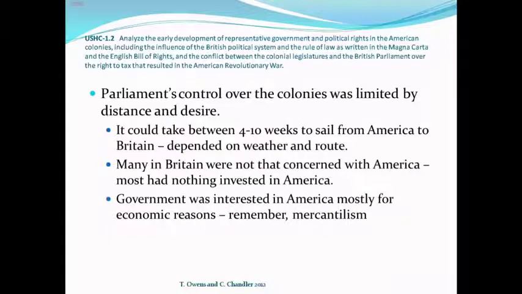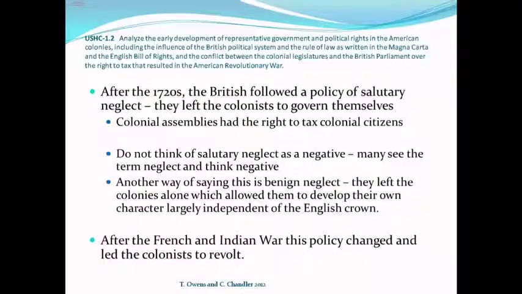It is very important to understand that Parliament's control over their colonies was limited because they were so far away and they didn't really have much of a desire to get involved as long as the colonies were making money for them. Remember, that's what America was founded for, to make money. And as long as they were doing that, then the British government did not really care that much. This is the policy of salutary neglect, when they just kind of left the colonies alone to let them rule themselves. This is not a bad thing. This is actually a pretty good thing. The colonial assemblies had the right to tax the colonial citizens.